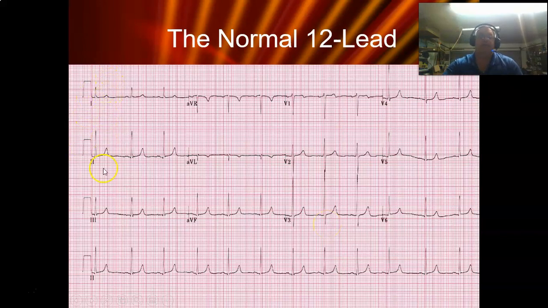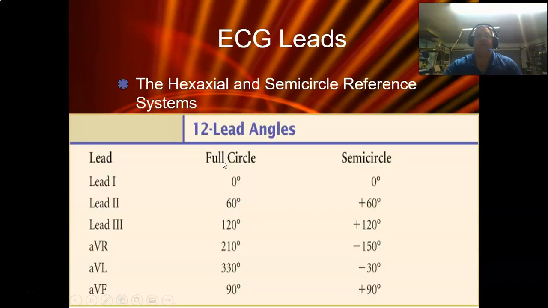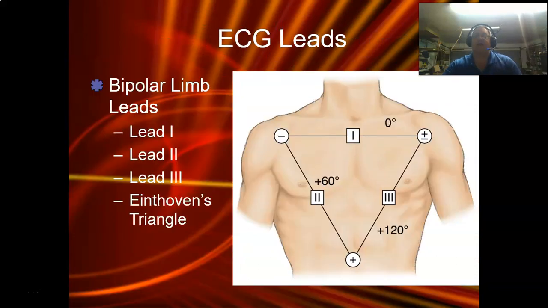So again, bipolar leads, augmented leads or unipolar leads, and then your precordial leads are right here. So again, V1, 2, 3, 4, 5, 6, and we'll learn about how those fit together. Now, back to this guy. So, remember, lead 1 goes across.